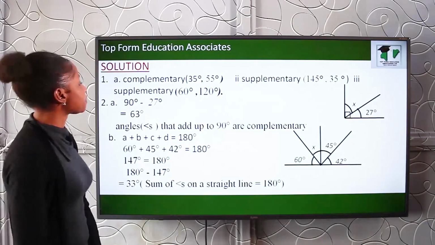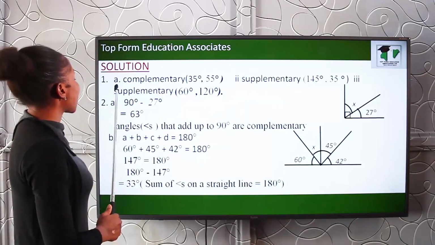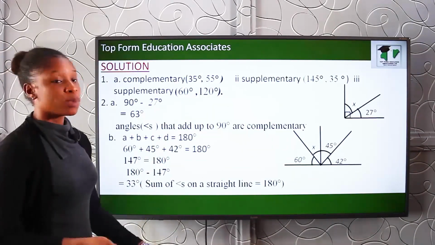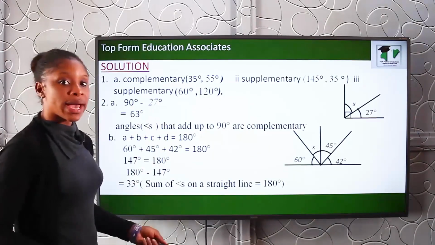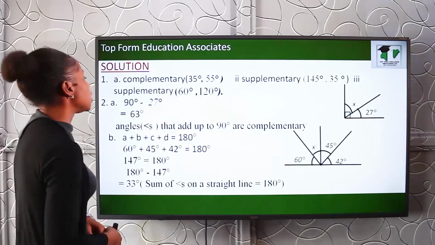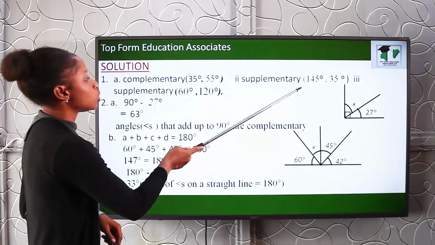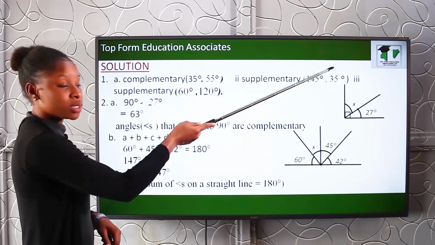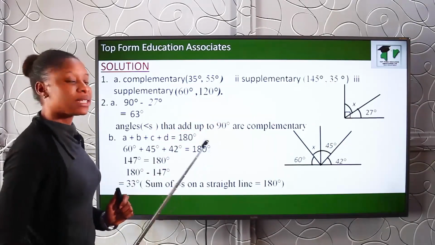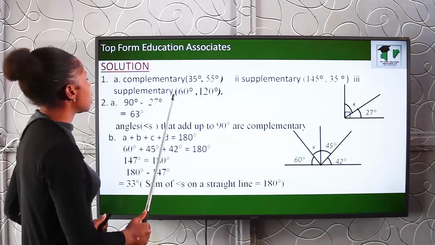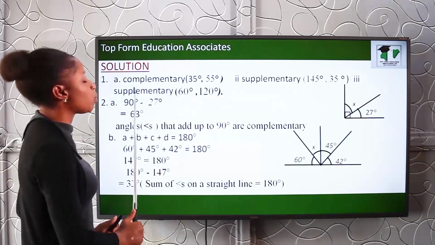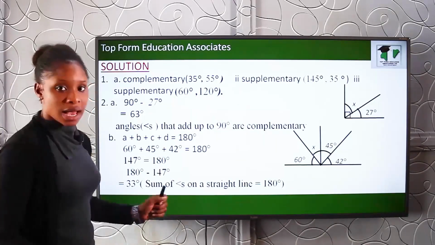Now, solution. Number 1A, we are given these angles and asked to state whether they are complementary or supplementary. Number 1A is a complementary angle, because if you add them together, you get a sum of 90 degrees. I hope you remember that. B is supplementary angles because when you take the sum of these two angles, we get a total of 180 degrees. And same goes for C: the angles at 60 degrees and 120 degrees are supplementary for the same reason, they add up to 180 degrees.